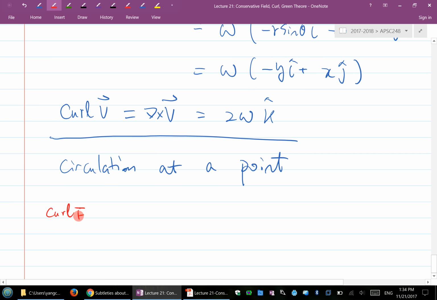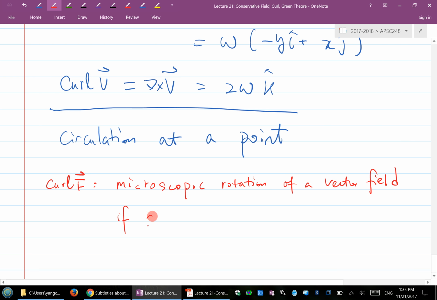So this curl f gives us the so-called microscopic rotation. Microscopic basically means the point information. At that point, how does it rotate?